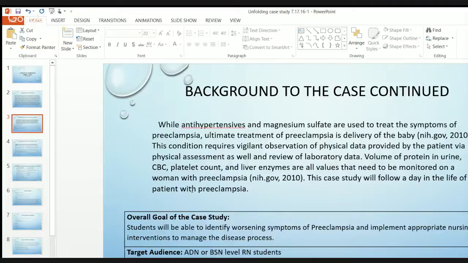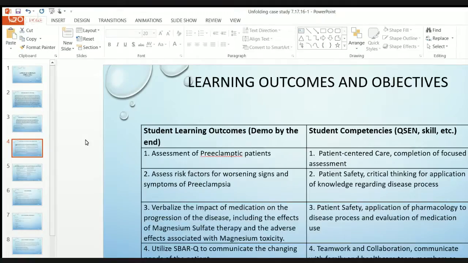When we look at the overall goal of the study, it is for students to be able to identify worsening symptoms of preeclampsia and implement appropriate nursing interventions to manage the disease process. Again, as preeclampsia is a disease process that can evolve, being able to pick up on the signs and symptoms that things are potentially getting worse is going to be of great importance. Our target audience is going to be associate level or baccalaureate level RN students. And we're going to look at the learning objectives and outcomes for these students.